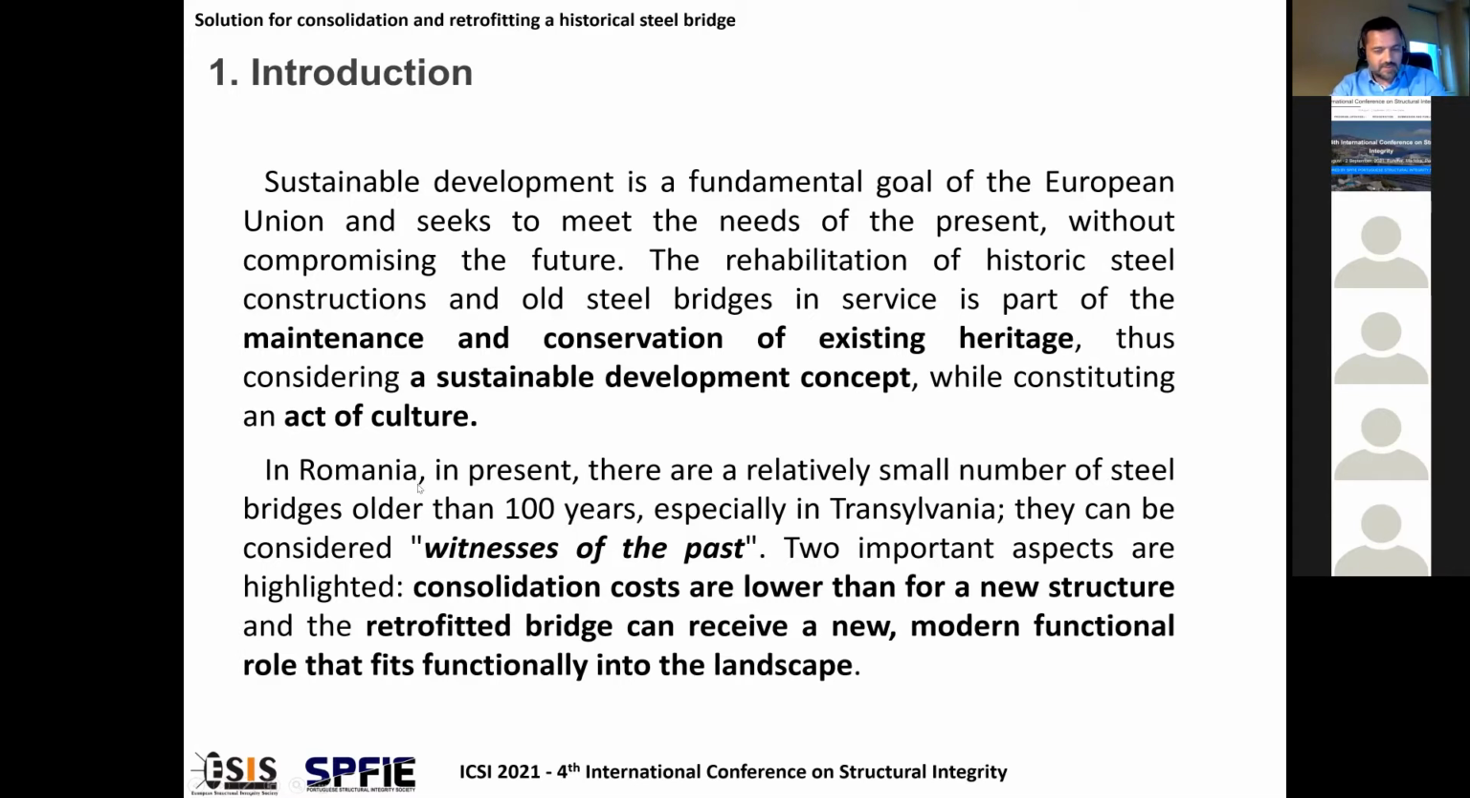Of course, in Transylvania, Romania, there are a relatively small number of steel bridges older than 100 years old.